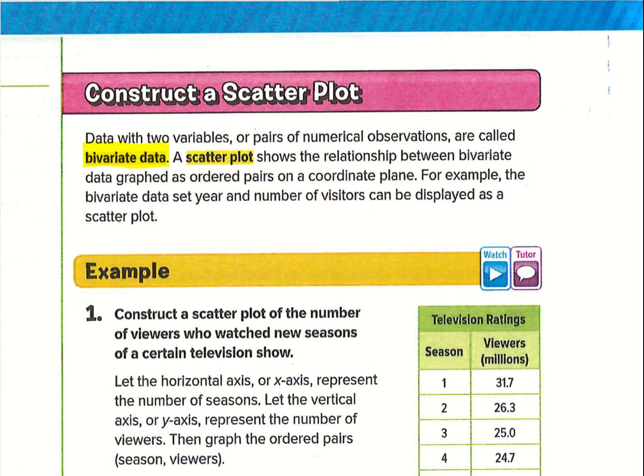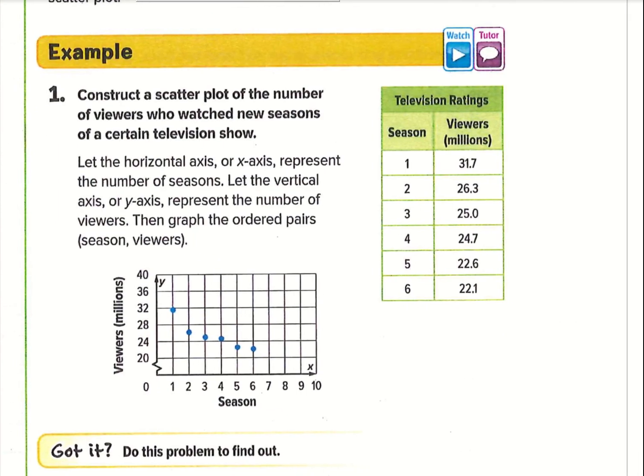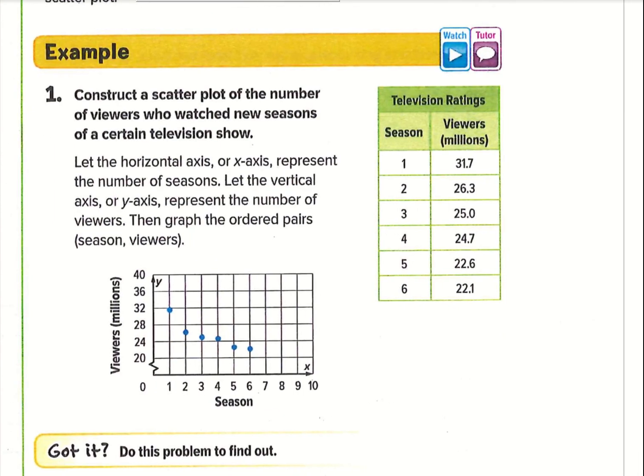As we look into a scatter plot, basically what a scatter plot is, it's going to show us a relationship between two variables on a coordinate plane. That's what we're looking at for this one. For example, if we look here at number 1, it's got a scatter plot of the number of viewers who watched new seasons of a certain television show.